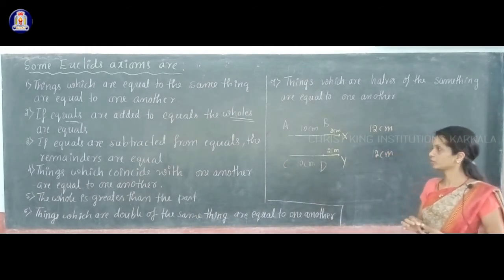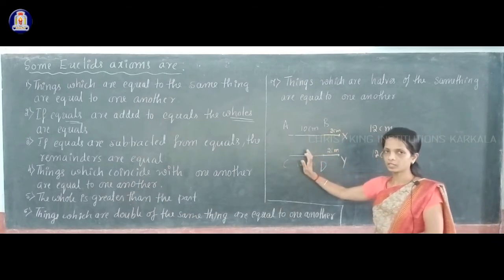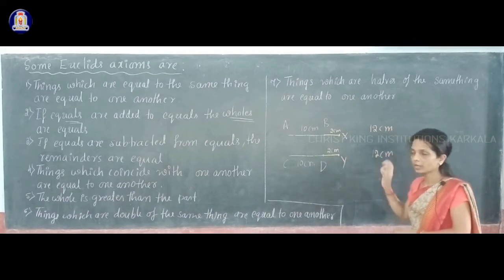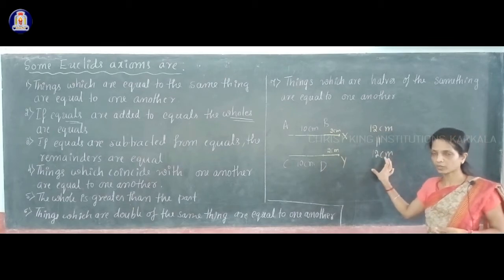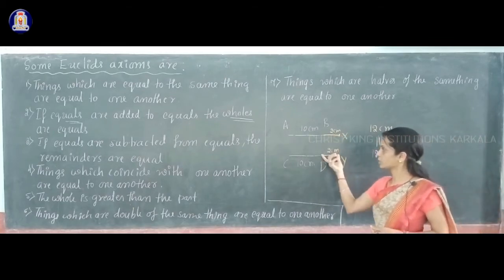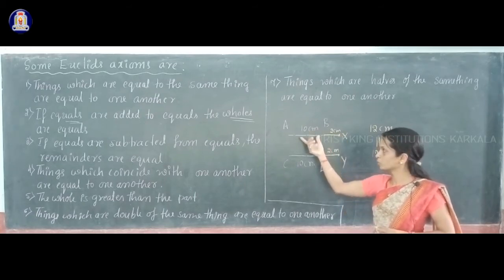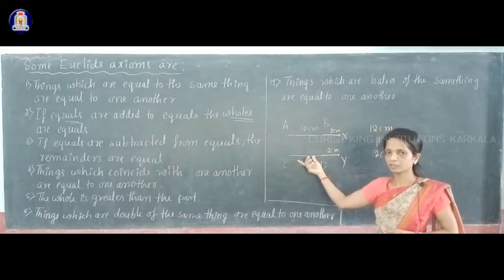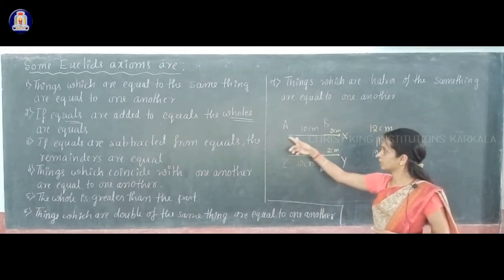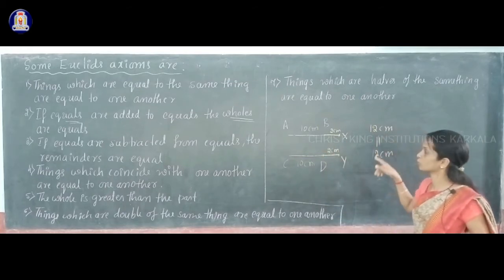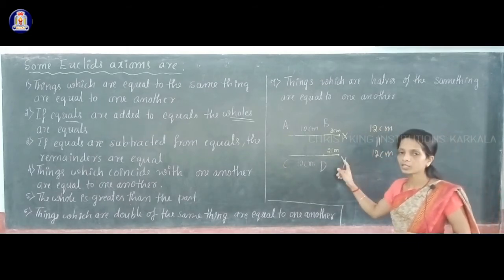So what we can say, if equals are added to equals, then the wholes are also equal. You can see both the line segments are of the same length, 12 centimeter, 12 centimeter. We added equals, 2 centimeter line segments, to equals, 10 centimeter line segments. Then the wholes are 12 centimeter in both. Then the wholes are equal.